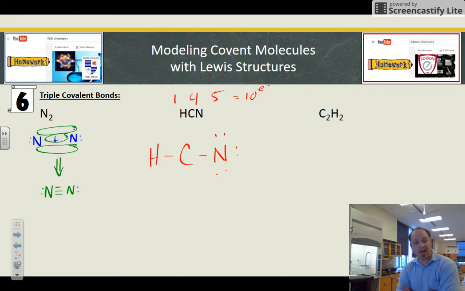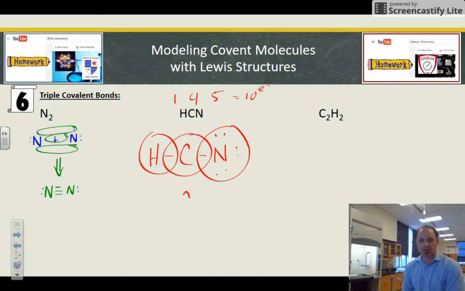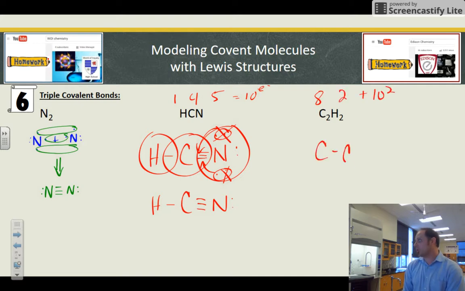And then he's going to count his octets. Hydrogen's good with a duet. Nitrogen's good with an octet, but carbon is left out in the cold. It's only got 4 electrons around it. So he's actually going to take 2 sets of lone pairs from nitrogen and flip them in to make a triple covalent bond. And there it is. The last one, he's got 8 total plus 2 total. He's got 10 electrons total to spare.